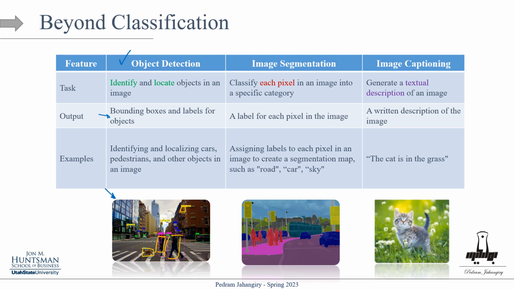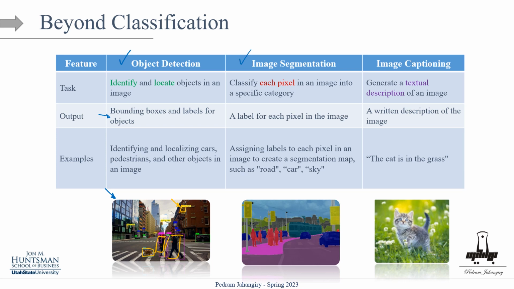So this is a lot more challenging problem, because not only do you need to label multiple objects in the picture, you have to say where the location of that object is as well. So as you can see, this is a multiple output model, or task, that you're dealing with. Okay, the second one is image segmentation.